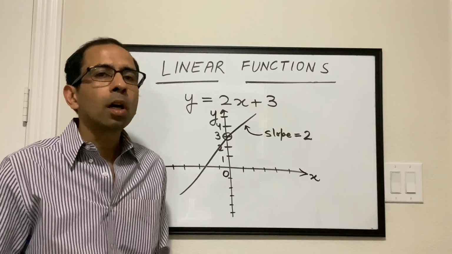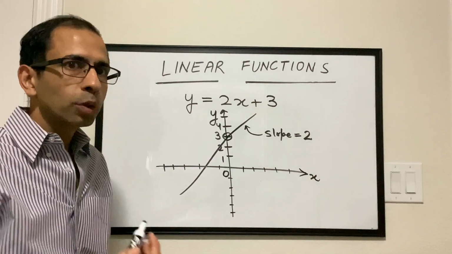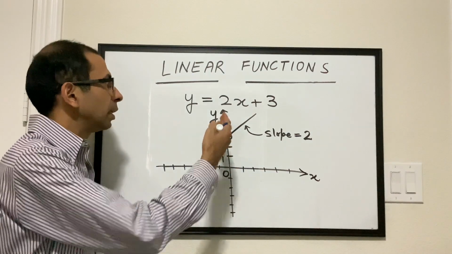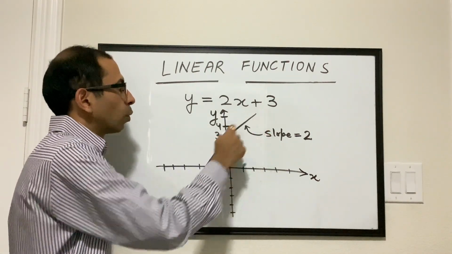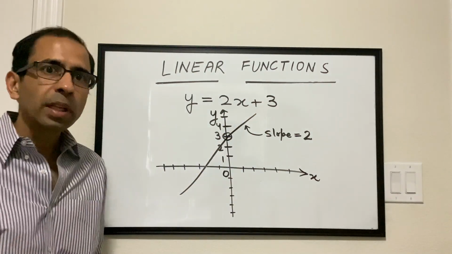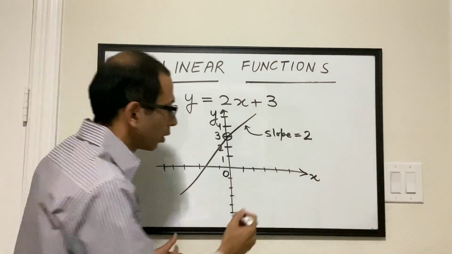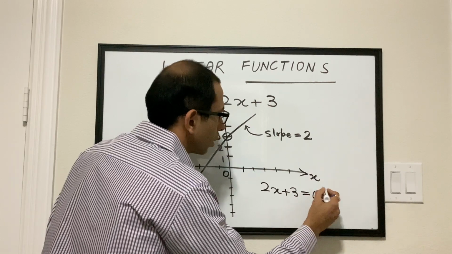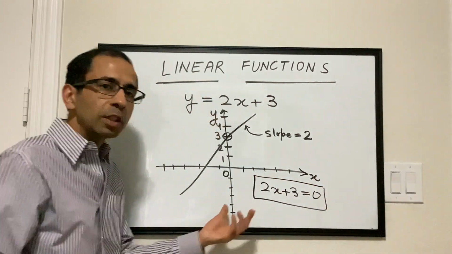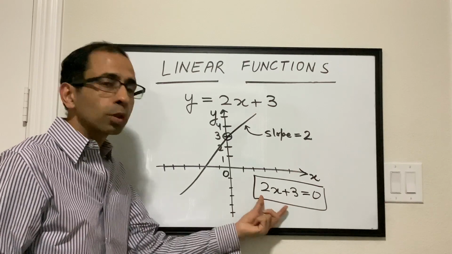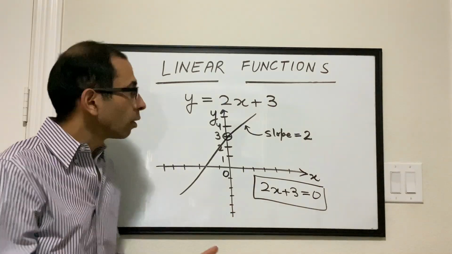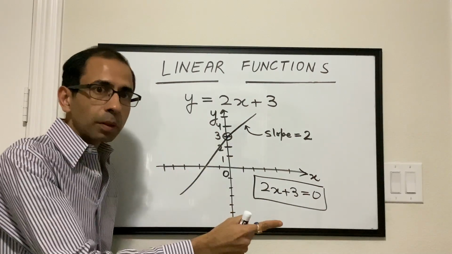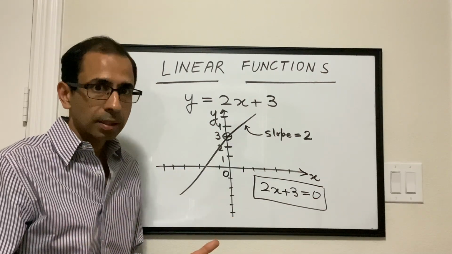So let's quickly see how to solve a linear function. Suppose we have a function y = 2x + 3. So far we understand that this linear function has a slope of 2 and a y-intercept of 3. Now if somebody comes to us and says, okay, solve for 2x + 3 = 0, what does it mean? It essentially means that they are asking us to find the value of x for which the value of the function, or the value of y, will be 0. Or in other words, the x-intercept, right?